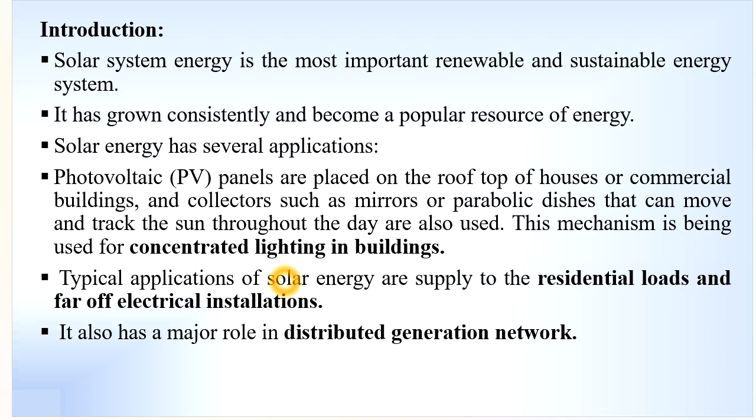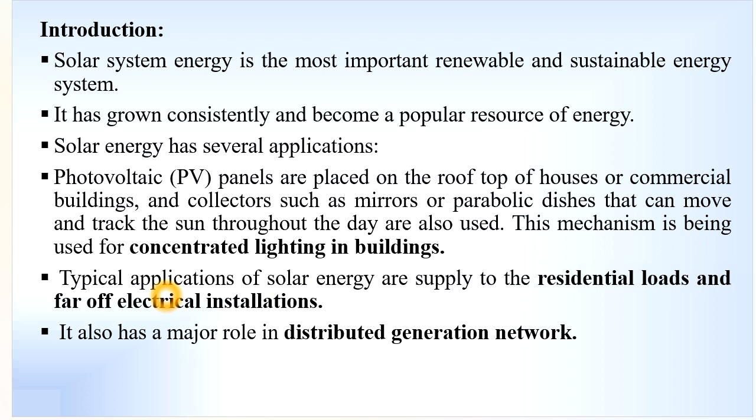The photovoltaic panels are placed on the rooftop of houses or commercial buildings in general, because the sun falls directly on the rooftop, right? Collectors such as mirrors or parabolic dishes can also be placed and moved for tracking the sun throughout the day. This mechanism, collecting through mirrors as well as parabolic dishes, is used even for concentrated lighting in buildings, right?